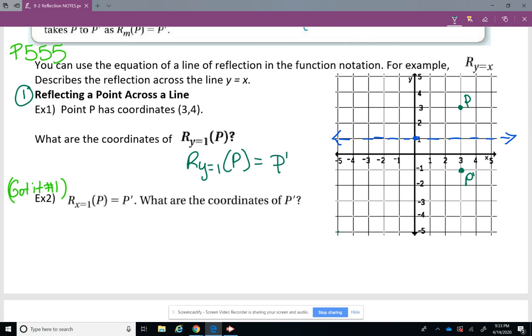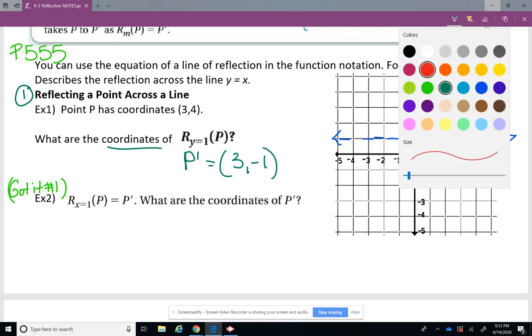Now, you don't have to write that. Okay, I was just showing you that's what the rule looks like. Now, what I want you to do is answer this question. What are those coordinates? So go to P prime, and P prime is 3, -1.